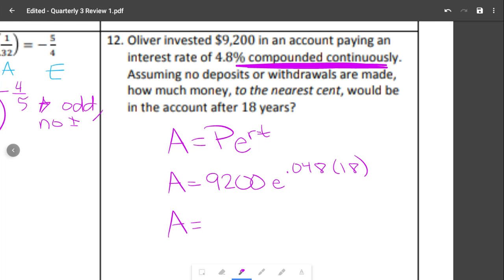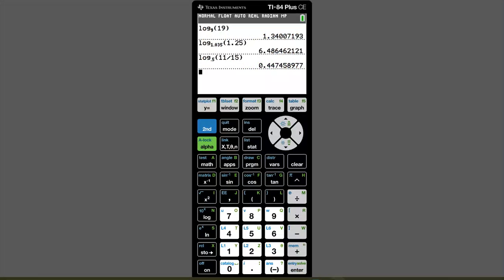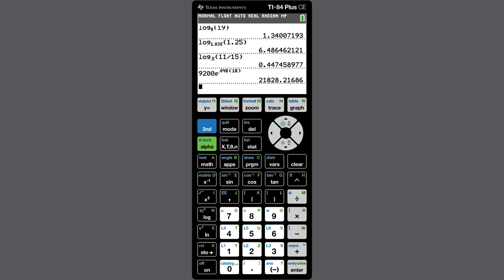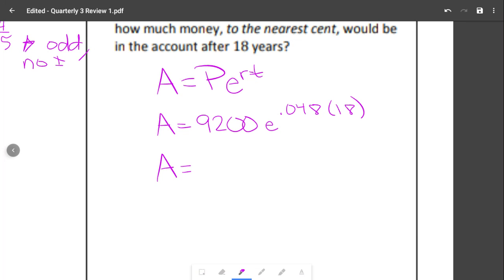From here, we have everything on that right side. So if I were you, I would go straight to my calculator and we are going to type it in. E, remember, you can do second ln on the left, third button up, or you could do second divide. Type in what we have on our paper, and there is your answer. Make sure it says to the nearest cent is 2 decimal places. So you should get $21,828.22.